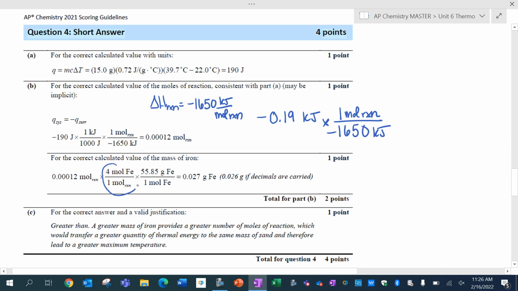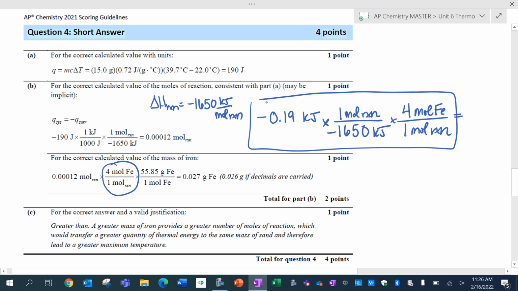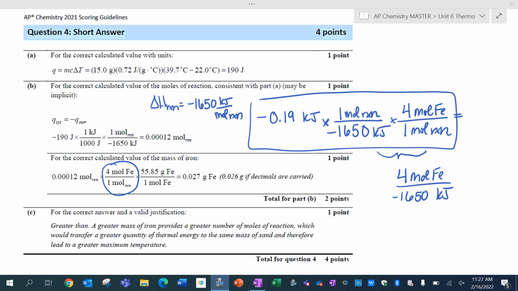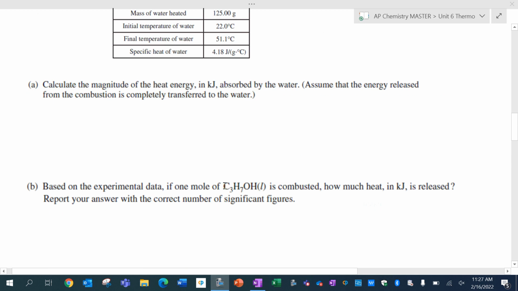And then notice down here, they did a second step that said, okay, every 1 mole of reaction uses up 4 moles of iron. The way I set it up is I basically just combined these 2 steps into one relationship and just said, for every 4 moles of iron, there's 1650 kilojoules. So whichever way works for you there. Another thing I want to point out here in the scoring guidelines is that notice how the answer is either 0.027 or 0.026, depending on whether you carried the decimals through in your calculator. And either way is fine. Both answers are accepted.